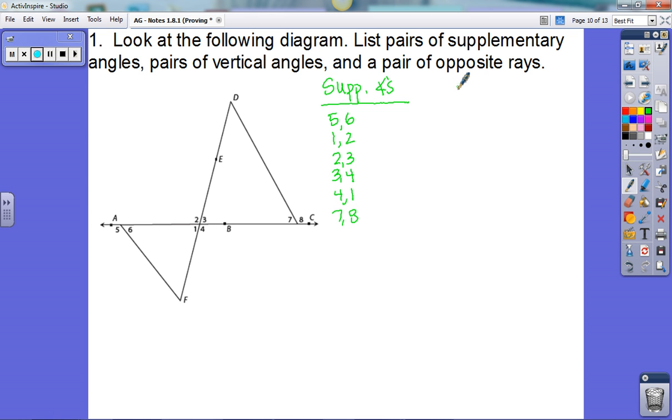And then we have vertical angles. So these are not vertical angles, but these are. So 2 and 4 and 1 and 3.